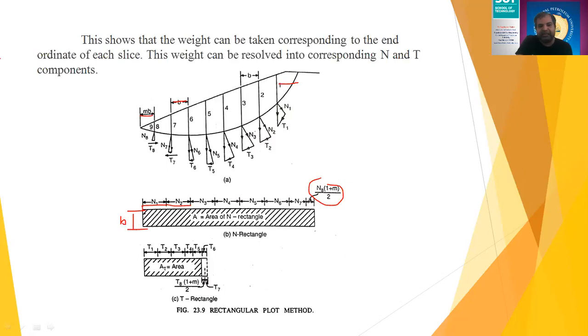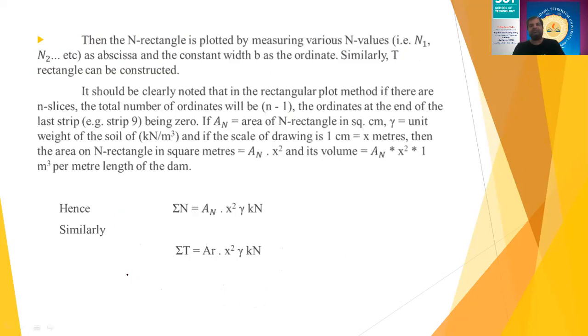So this way, if you take the area of this, you will get the value of sigma n. Similarly, if you do it for this t value, then also you will get the value of sigma t. So this is the second method by which you can do it graphically. This area is a regular shape, so it is easier to find the area than the previous method. In my view, this is the easiest method.